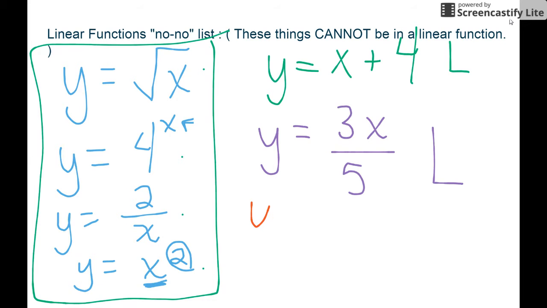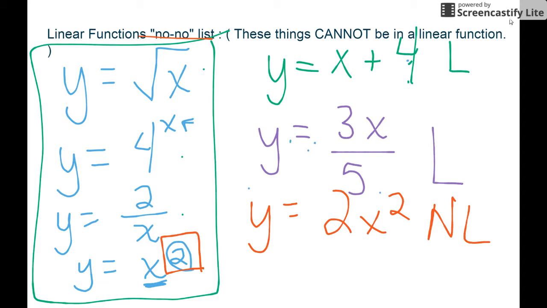If I gave you this one, y equals 2x squared, well, that's automatically, I see a squared, and that's in the no-no list. So this one is going to end up being nonlinear. Still going to be a function, but it's not going to form a straight line. Something's going to curve in there.